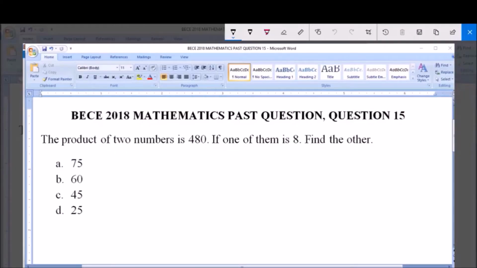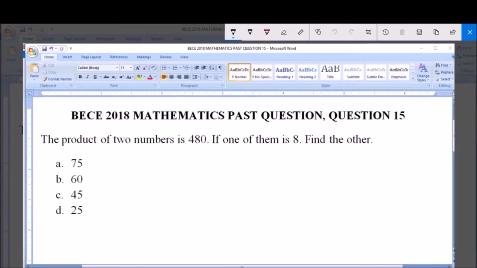Good day and welcome. Today we're going to be dealing with BECE 2018 Mathematics Past Question, question 15. The product of two numbers is 480. If one of them is 8, find the other. A, we have 75. B, we have 60. C, 45, and D, 25.